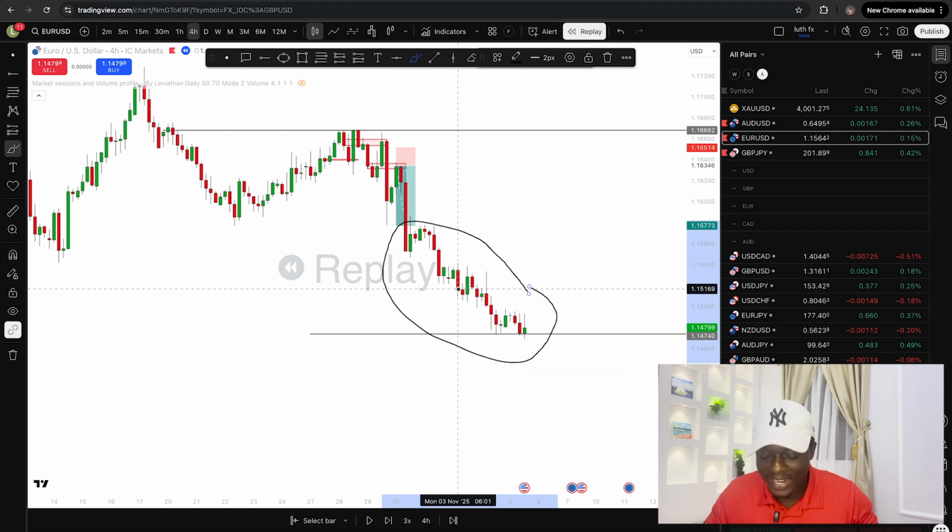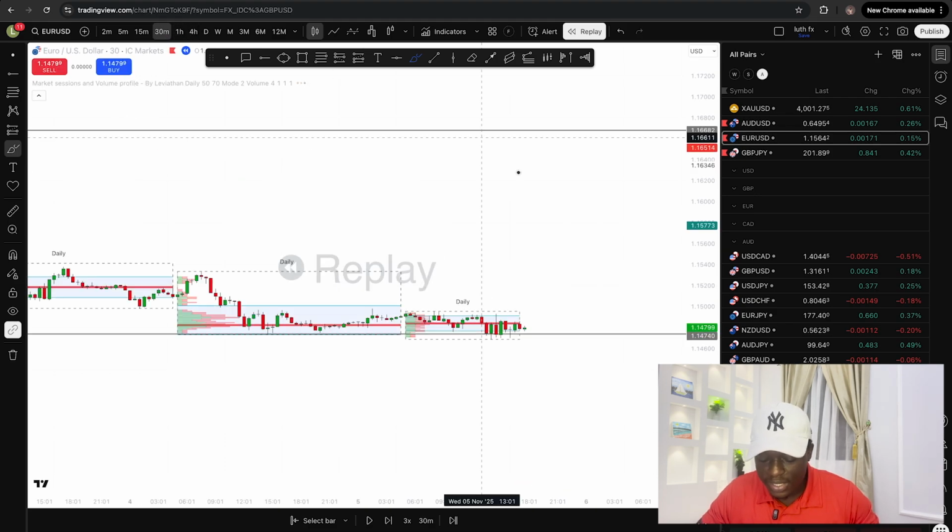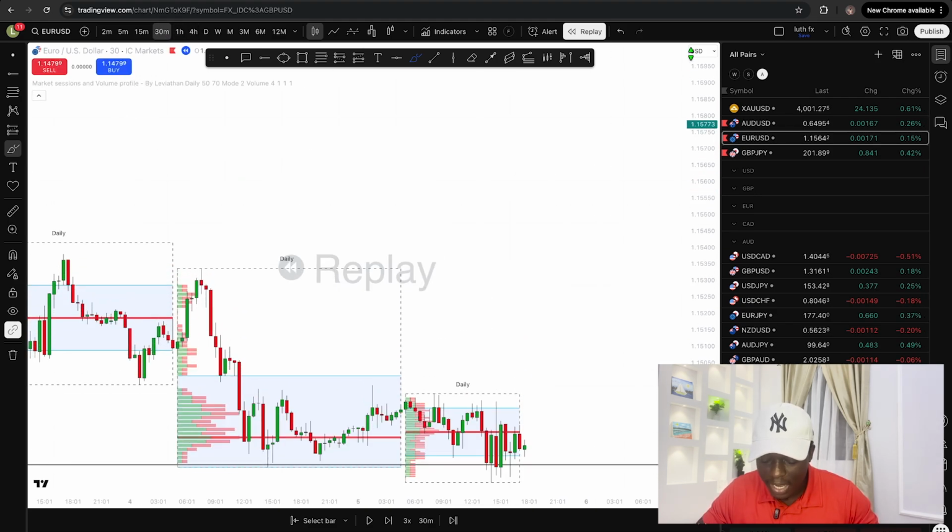With the kind of experience that I have on the market, I knew that looking at how the sellers are losing momentum and the fact that we are seeing multiple indecision candles, I realized that in no time we could see the market pushing to the upside. So what did I do next? Here I had to quickly jump on my lower time frames. That's the 30 minutes and 15 minutes to see what was actually happening there.